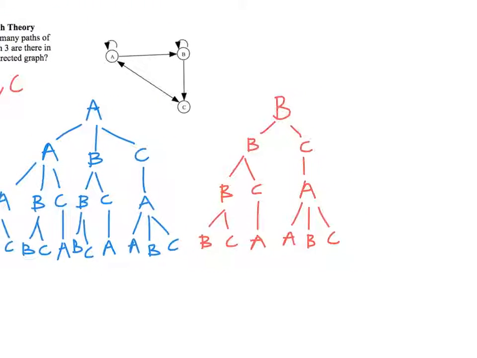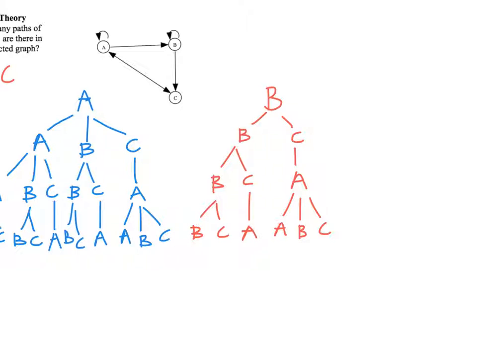Now we can make the C graph. I'm going to start that here. C goes to A, A goes to A, B, and C, A goes to A, B, C, B goes to B and C goes to A. So now I've made 3 trees which represent all the paths of length 3 in this directed graph.